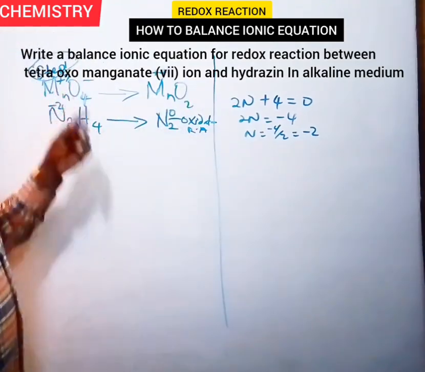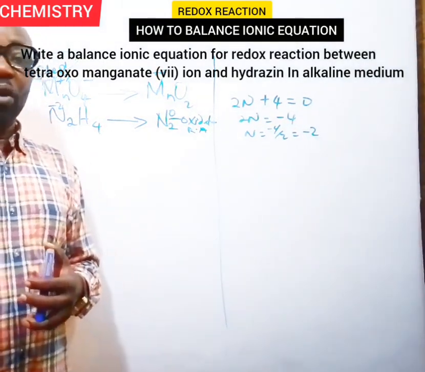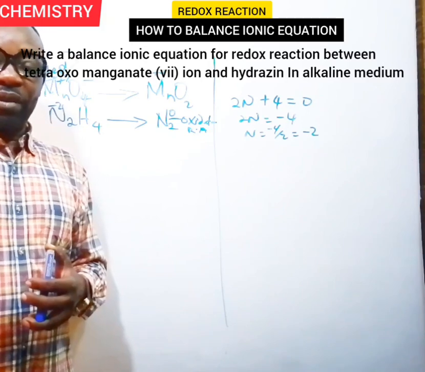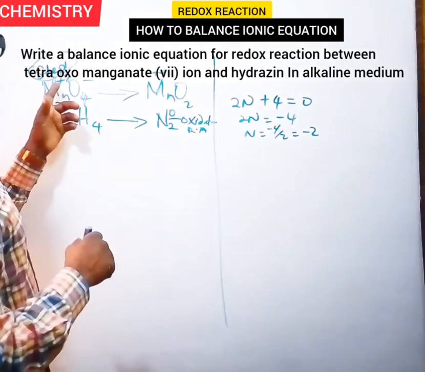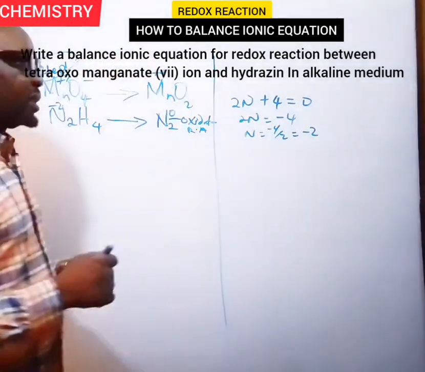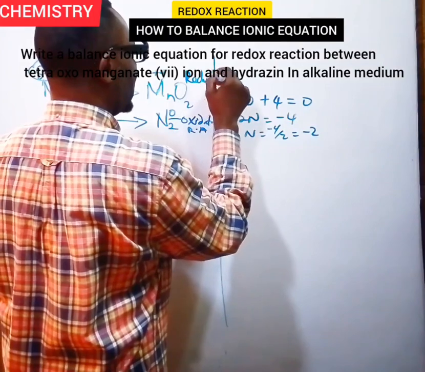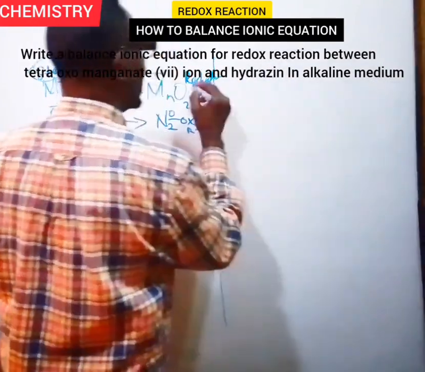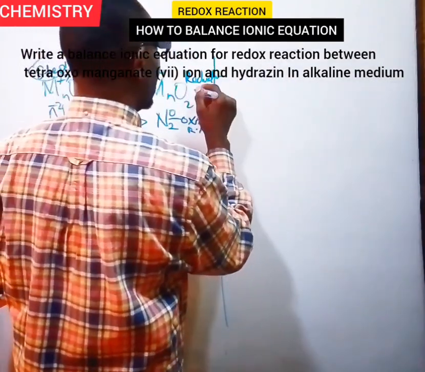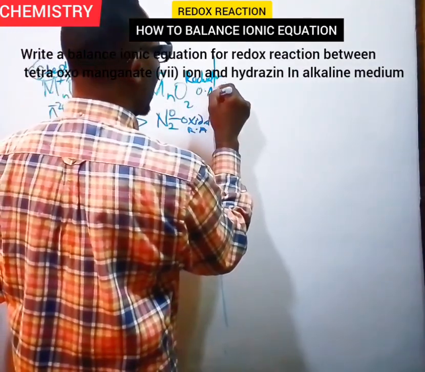Now, the reduction is the gain of electron that leads to a decrease in oxidation number. You can see the oxidation number here is 7, and this one is 4 here. So the oxidation number has decreased. So this is reduction, and that is going to be our oxidizing agent.